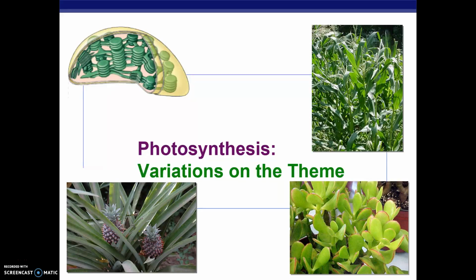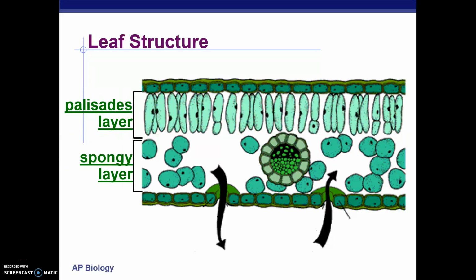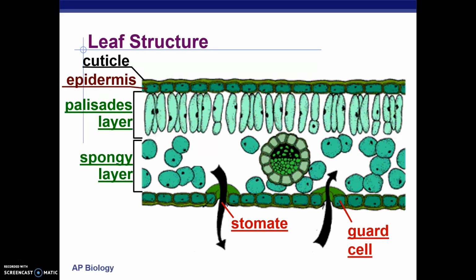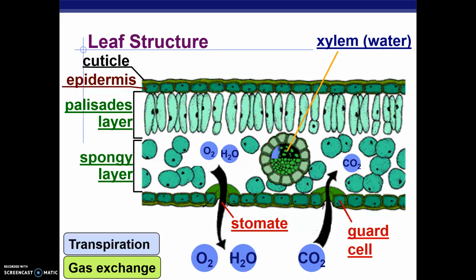There are some variations on the theme of photosynthesis. Some plants had to evolve some strategies that helped them get more efficient with this process. Let us look at the leaf structure very briefly. The cross-section of a leaf will show two layers. The upper layer is our palisade layer, compactly arranged cells. Lower layer is the spongy layer, and at the lower epidermis one would find the stomata.